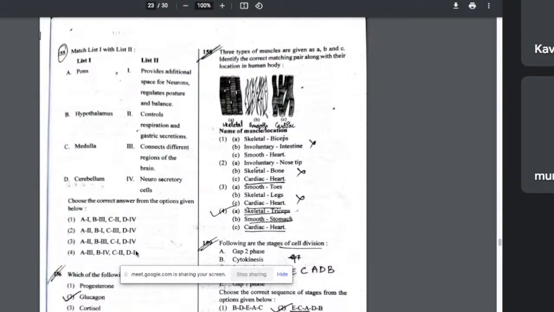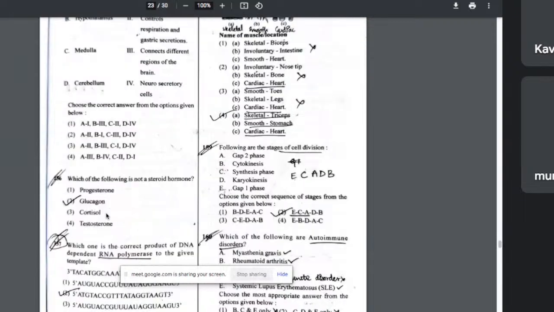So now let us try to understand the other options as well. Medulla is a part which is connected with involuntary actions. Respiration and gastric secretions are involuntary actions, so this is matching. And again, B, hypothalamus has neurosecretory cells, so that is again correct. And pons is something which connects different regions of the brain. So the answer here would be the fourth option.